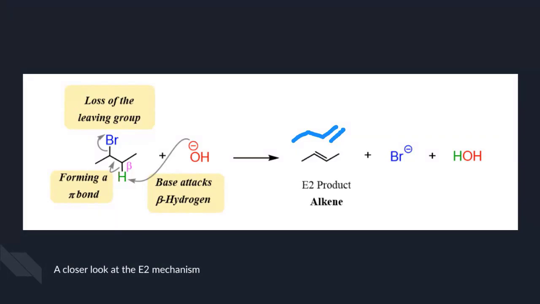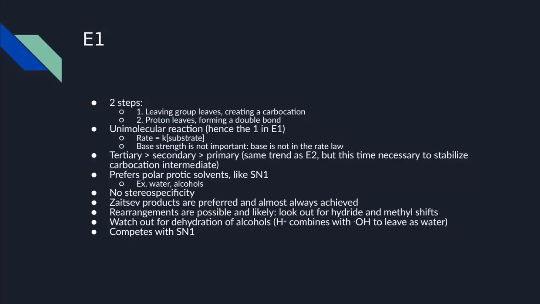Awesome. Okay. So now moving on to E1. E1 in a lot of ways is simpler because you don't really have to worry about the stereochemistry and stuff like that. Similar to SN1, E1 is two steps. The first step is the leaving group leaves, creating a carbocation intermediate. And then the second step is that the proton leaves, which can then form a double bond.